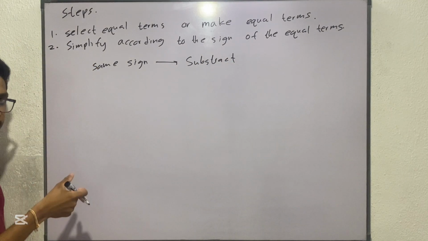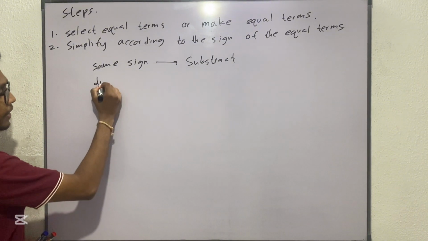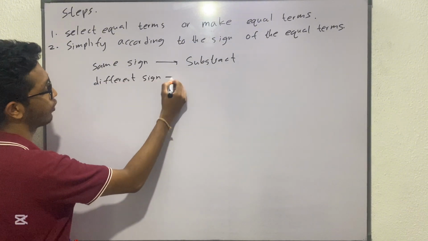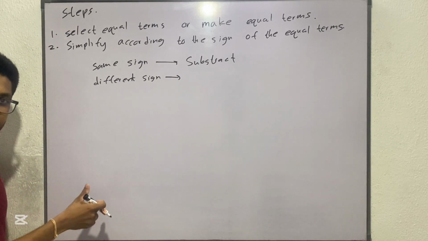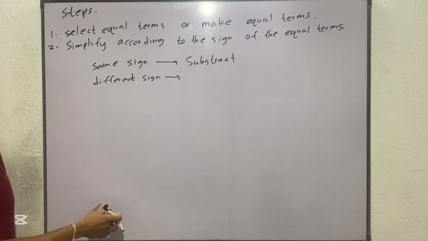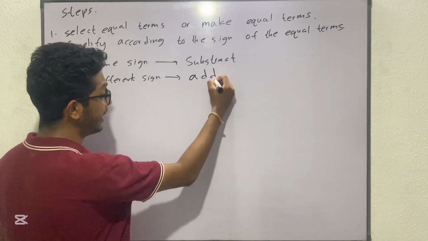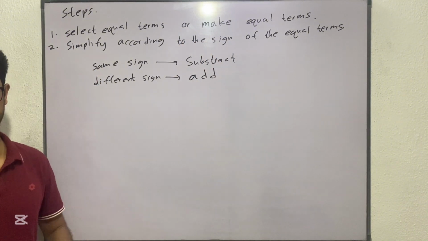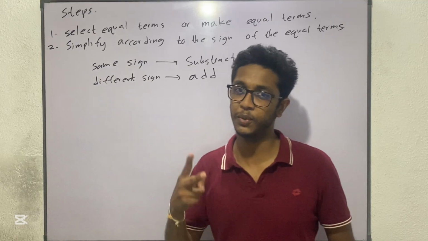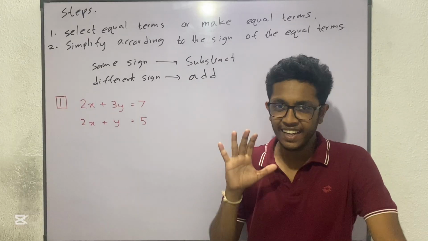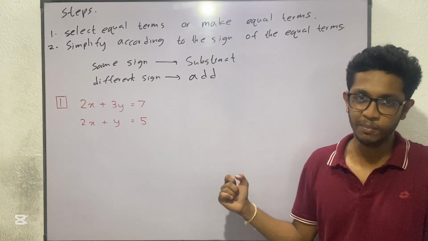When the two equal terms have different signs, one having plus, other one having minus, or the first one having minus, second one having plus, we need to add the two equations. So those are the two steps you need to know when solving simultaneous equations. Okay, I'll teach the two steps by taking some examples.